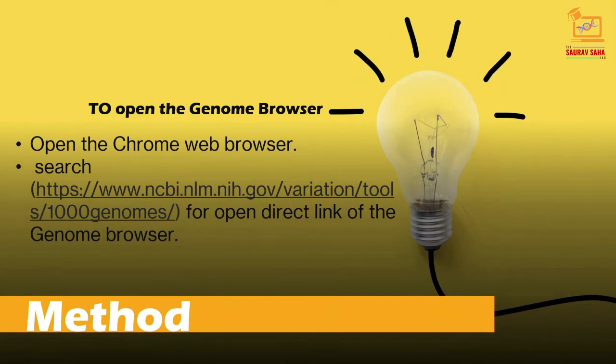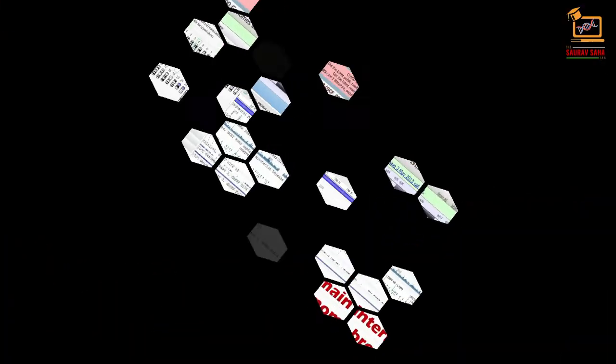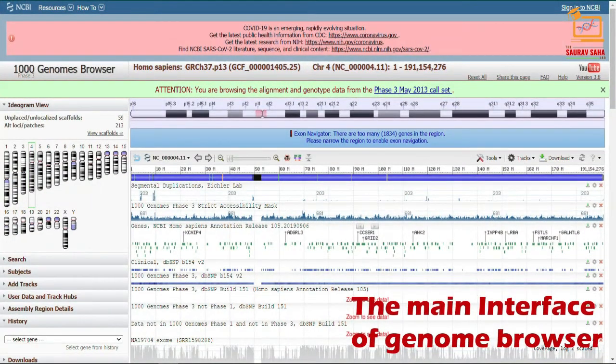Here is the method to open the Genome Browser. Open the Chrome web browser or whatever you want to use to open the Genome Browser. You can directly search with the given link to open the Genome Browser. This is the main interface of the Genome Browser as you can see on your screen. There are lots of components and functions which we use to study genomes easily and compare them also.